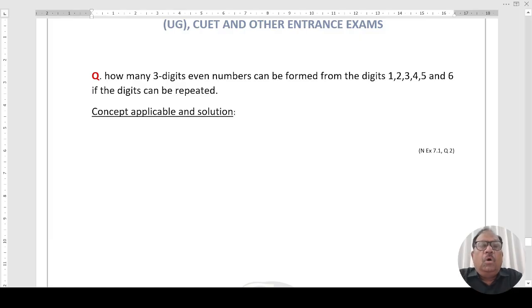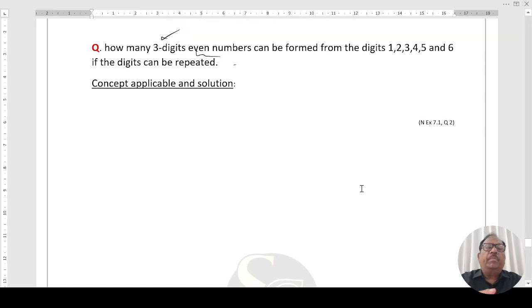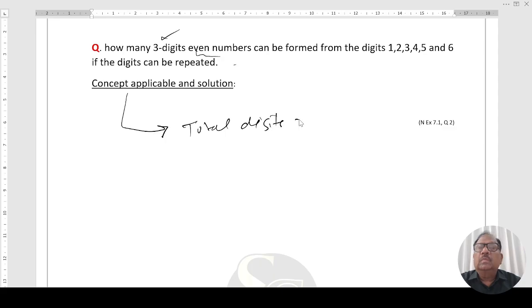Question is, how many 3-digit even numbers can be formed from the digits 1, 2, 3, 4, 5, 6, if digits can be repeated. Concept applicable. Total digits 6, all are different.